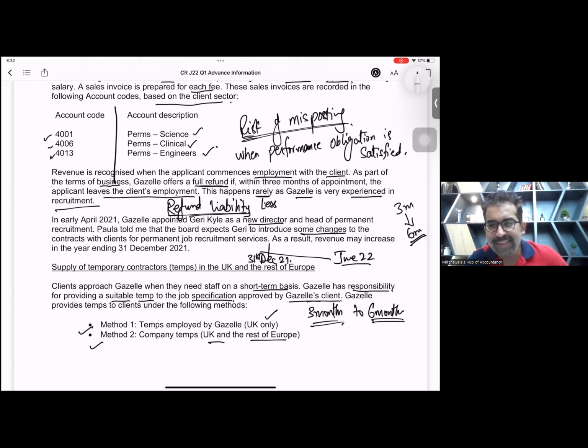One more thing I would like to add here. As it is written, Gary Kyle is a new director. So there is a possibility that he or she does not have proper knowledge of this sector, so there is inherent risk as well. So the auditor needs to be very careful in this case.